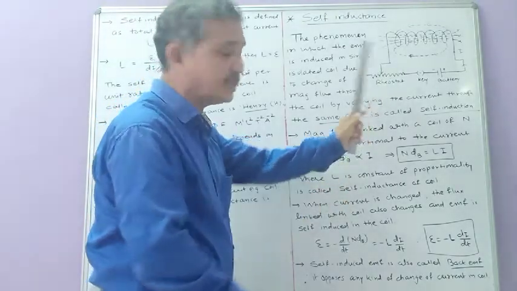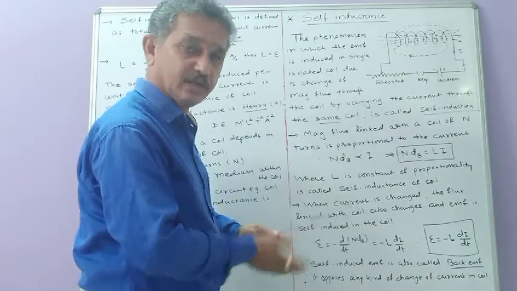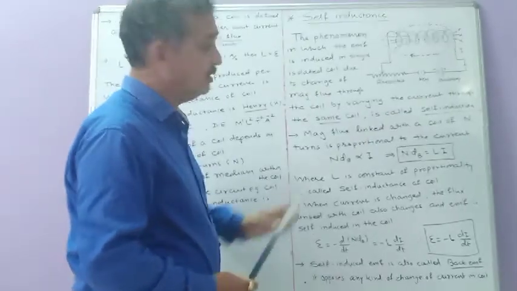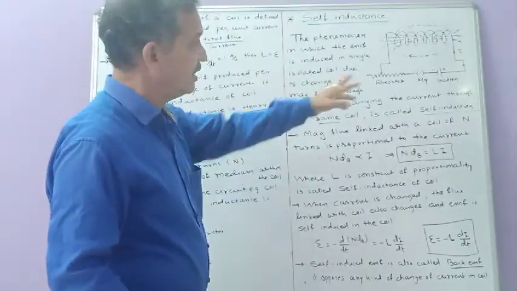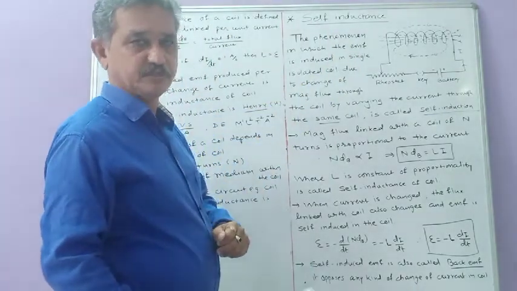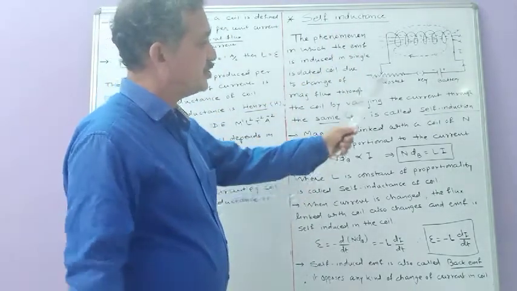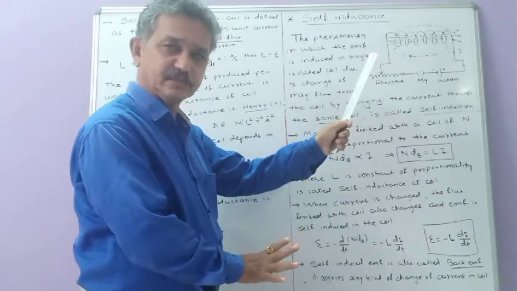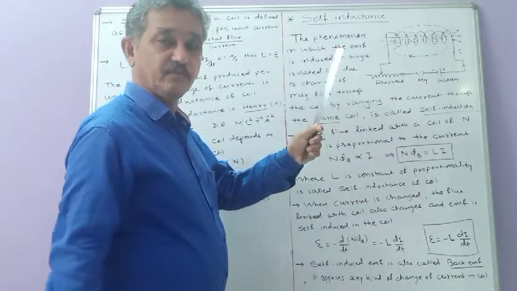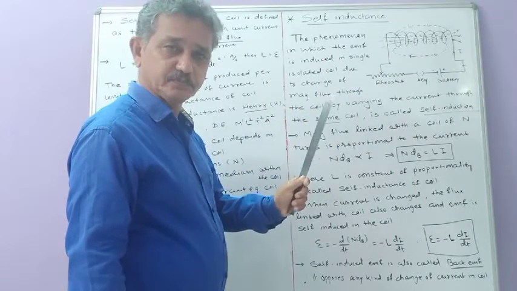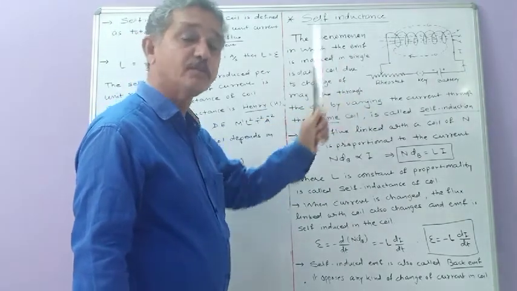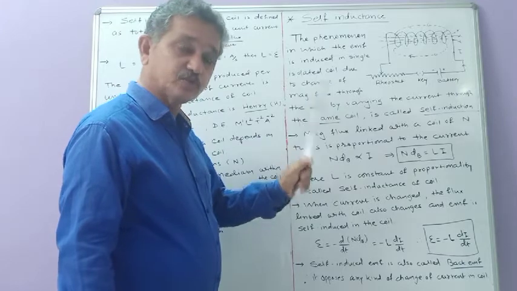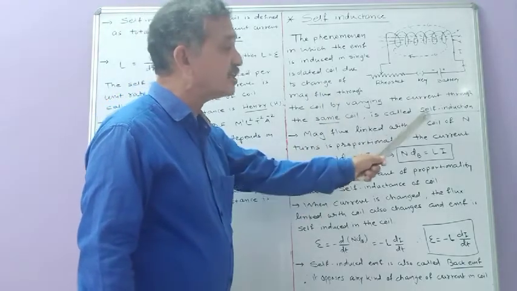So you can change the current, and as you change the current, the magnetic flux linked with this coil also changes. And this change happens in the coil with itself. That's why whichever EMF is produced in this coil due to the change of magnetic flux is known as what? The self-induction phenomenon.